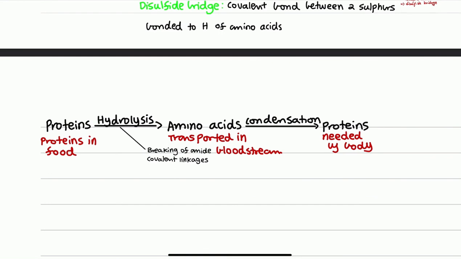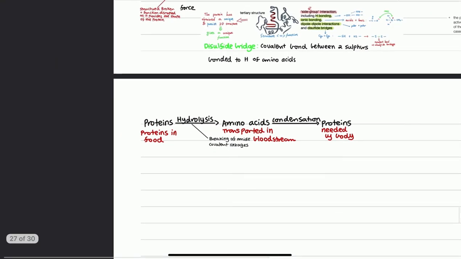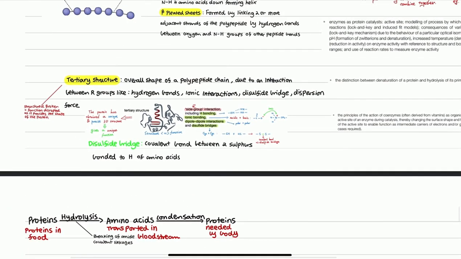But the amino acids have to be soluble so that they can be absorbed into the gastrointestinal tract and transported throughout the body to cells. And once they're there, they can be reassembled into proteins by condensation polymerization, which is the reverse of hydrolysis, to form proteins when needed by the body. But that's basically just a short summary of proteins in food chemistry.